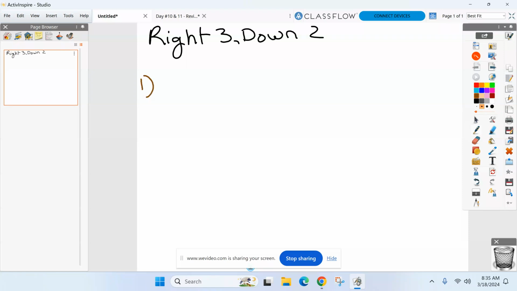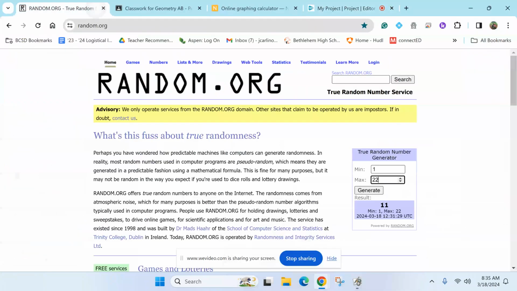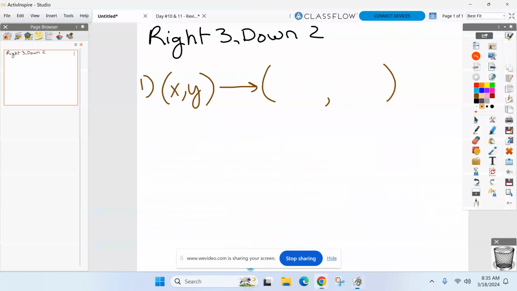First is your function notation. X comma Y. Got to start with that. That's non-negotiable. Implies, arrow. Now in the second set of parentheses, you're going to tell me what the X is doing and what the Y is doing. So how do I represent right 3 down 2? What do I write in those parentheses for right 3 down 2? Let's get reviewing. Right 3 down 2, what's going to go in those parentheses, Brendan? X plus 3. Yep, and good job.